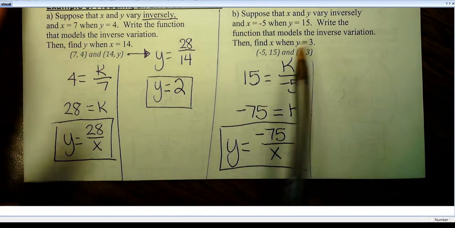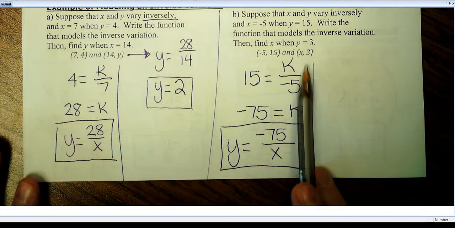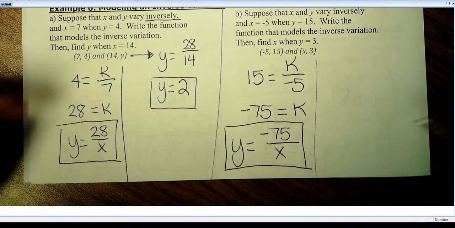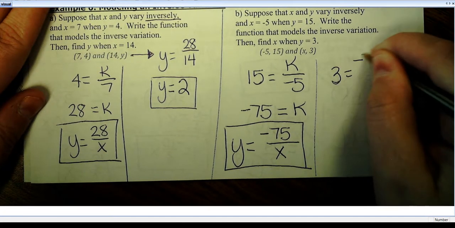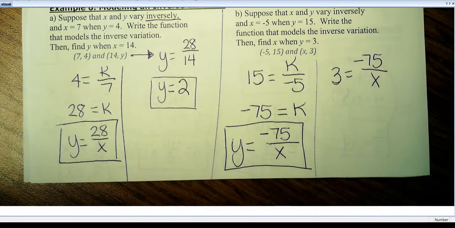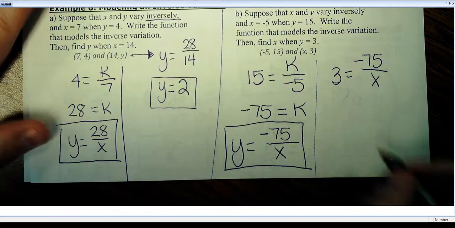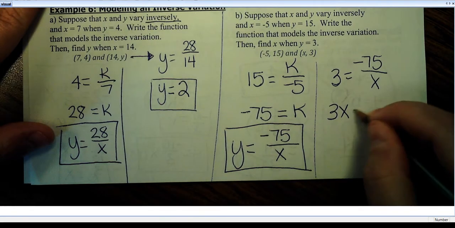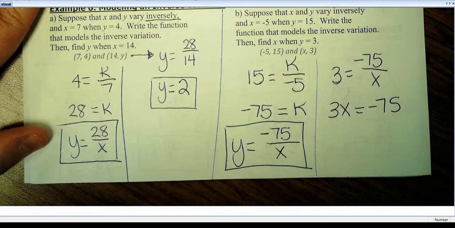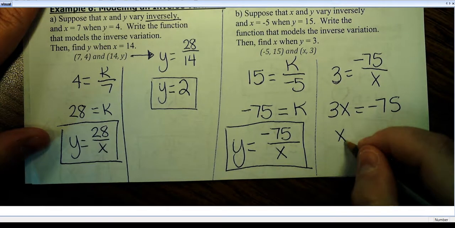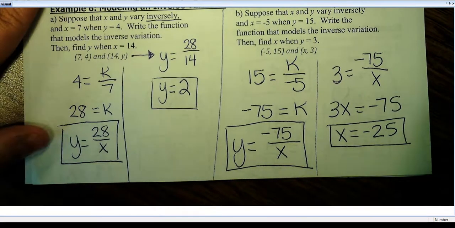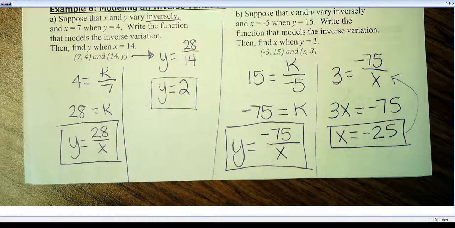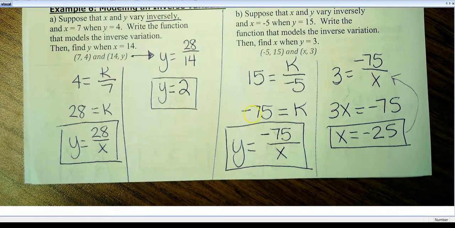Second part of the question, a little different than the previous problem. They're going to give you a y-coordinate and ask you for x. So here's my formula. If y is 3, what's x going to be? Now, there's a couple different ways you could do this. If it was me, I would probably just real quick multiply both sides by x to get that out of the denominator. And then all you would need to do is divide by 3, which would give you -25. And that's super easy to plug back in and check. And that's your inverse variation.